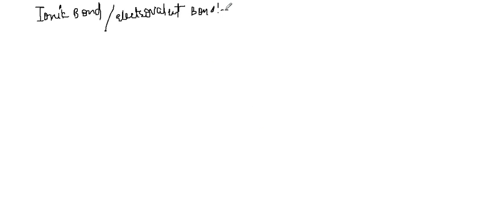Now let's talk about ionic bond, which we can also call electrovalent bond. Whenever a chemical bond is formed by complete transfer of electron from one atom to another atom, it is named an ionic or electrovalent bond, and it is non-directional in nature.